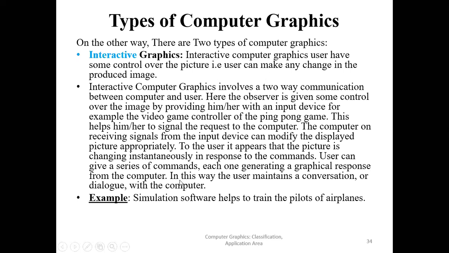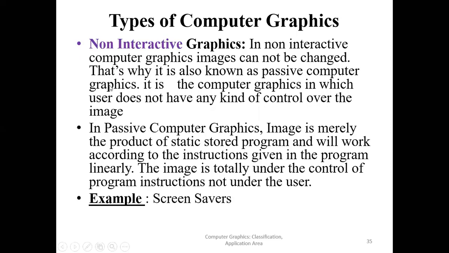That means here the computer program helps. If you select the red candy, it might burst like a bomb. If you select the green candy, you might get some bonus points. So all of these are done with the help of a computer program. Also, simulation software helps to train airplane pilots. So this is called interactive graphics, where you can communicate with the graphics or the image or the video that you see. What is non-interactive graphics?